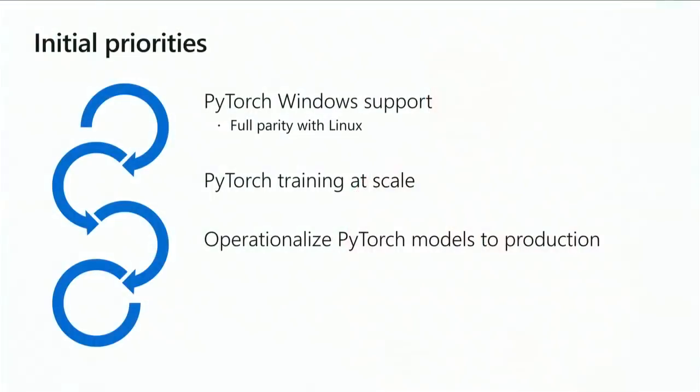So here is a list of the initial priorities for the team. So first, we want to build a very good Windows release. That means that it's going to be full parity with Linux in terms of the performance and also functionality. And the second thing is we want to work very hard to scale the PyTorch training. And the third thing is operationalize the PyTorch model in production. So I'll briefly talk about the second and the third.